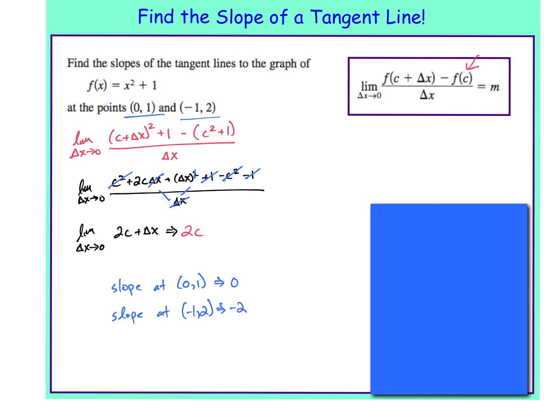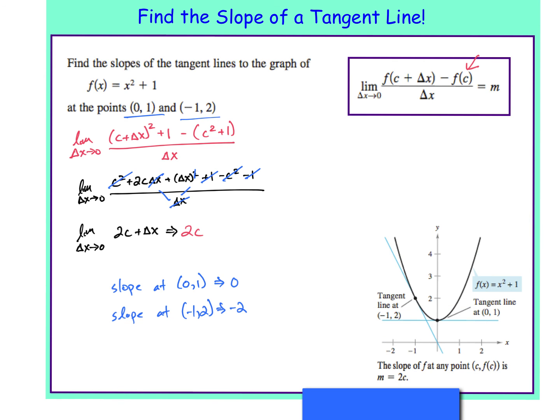Now, there's my function. This x squared plus 1 is my function. And those are derivatives. My slope equation is 2c. So anything that I substitute in my equation of 2c, that's going to give me the slope of that function, or the slope of the tangent line of that function. So for instance, at 0, 1, guess what kind of slope I have? I have a 0 slope, a horizontal slope.